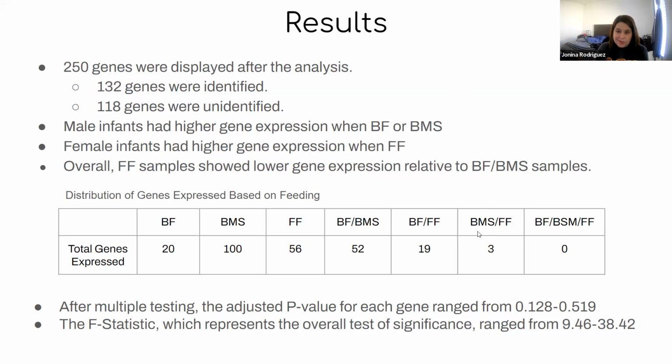And then here's just a distribution of the 250 genes that I looked at. I counted all the distributions expressed. So for breastfed, you have 20 total genes that were highly expressed. For BMS, the breast milk supplement, there was over 100. So in total, you had 120 genes that were expressed between breast milk. For formula fed, there was only 56. For breastfed and breast milk supplemented together, where they were expressed at the same time, there was about 52. For breastfed and formula fed, there was about 19.